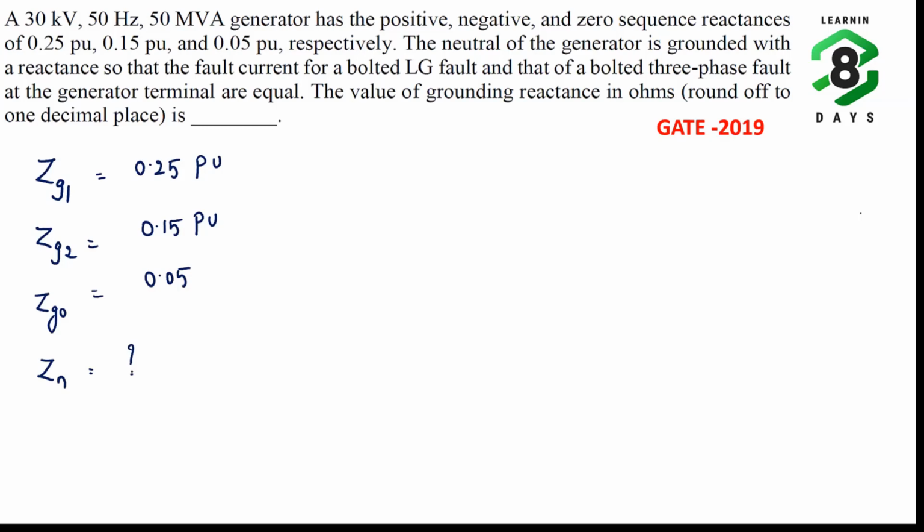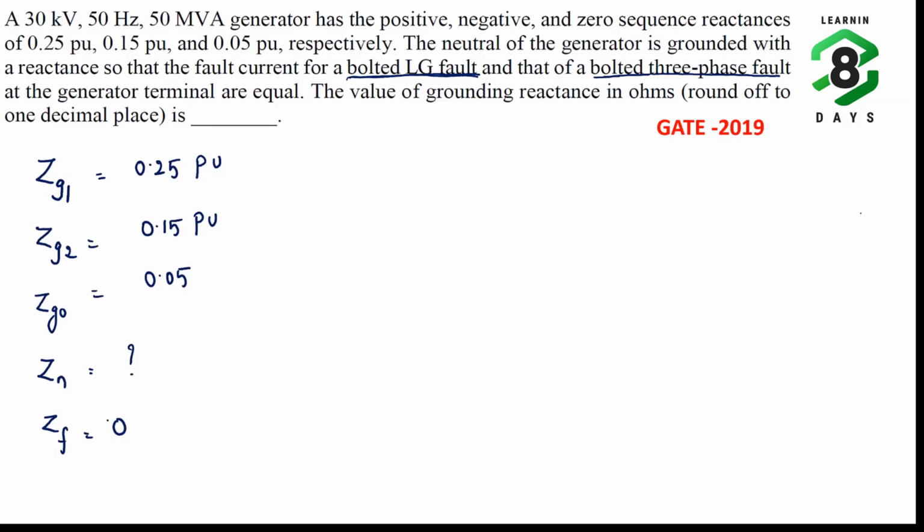Okay, and we have to find out this neutral grounding reactance value such that the bolted LG fault current equals the bolted three-phase fault current at the generator terminals. Bolted means a dead short circuit, so there is no fault impedance. The fault impedance ZF is 0. That is the question he has given.